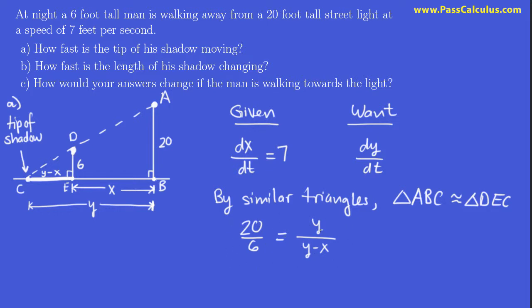Why don't we simplify this a little bit? Let's cross multiply. So we get 20 times (y minus x) equals 6y. Let's distribute this across.